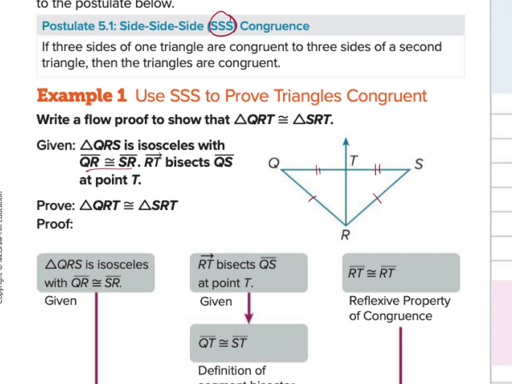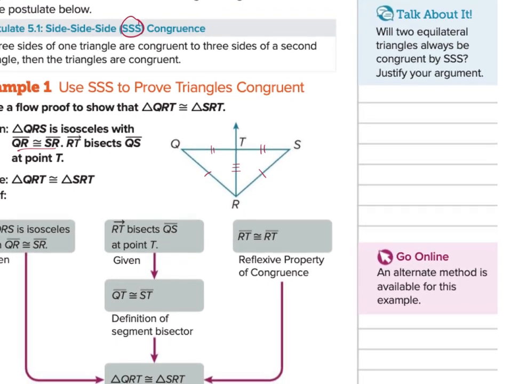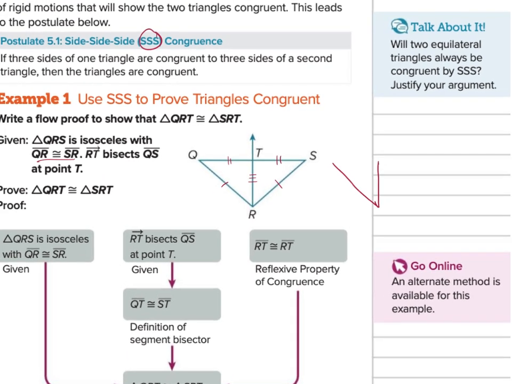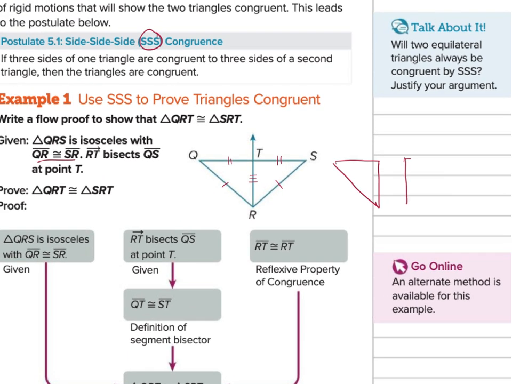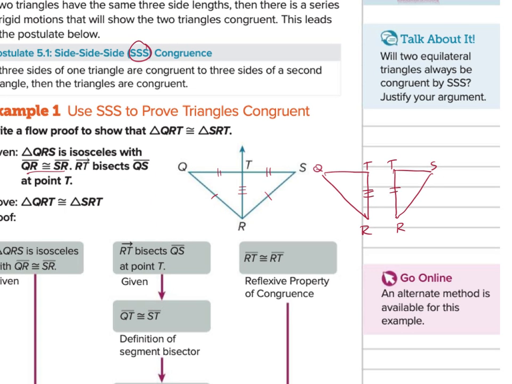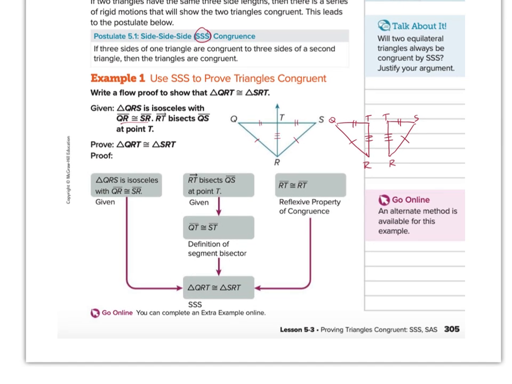What else do I know? Well, I know then that, again, both triangles share that side. So again, if you separate it, it's a little bit easier to see. This is R, R, Q, T, T, S. You know, these two sides, TR is the same length for both triangles. We know that, and then we know that. So there we go. We have three sides of one triangle congruent to three sides of another triangle. Therefore, those triangles are congruent because of side, side, side.